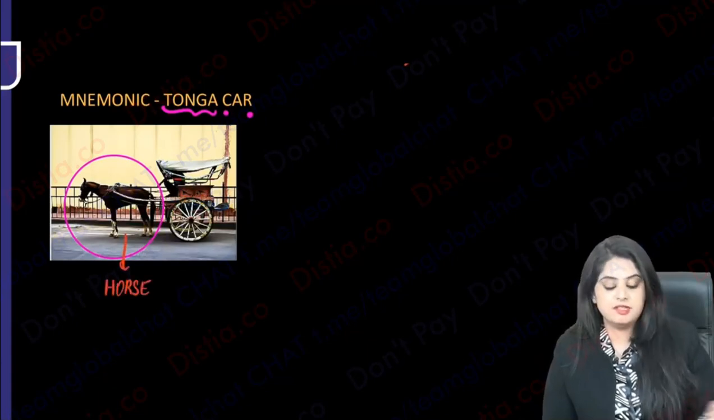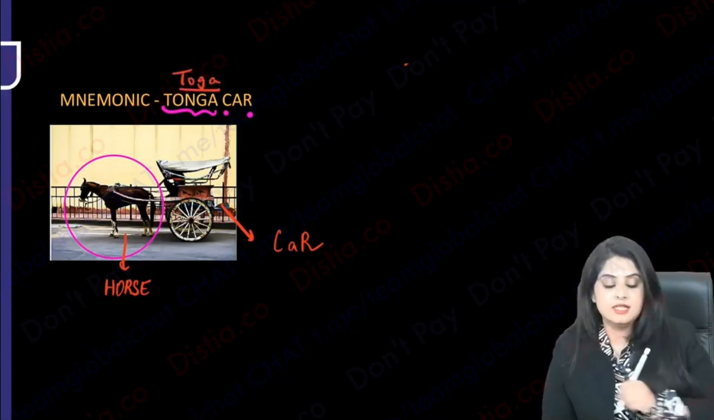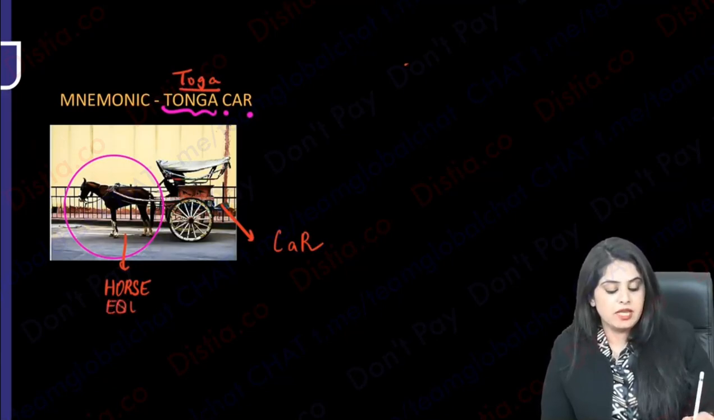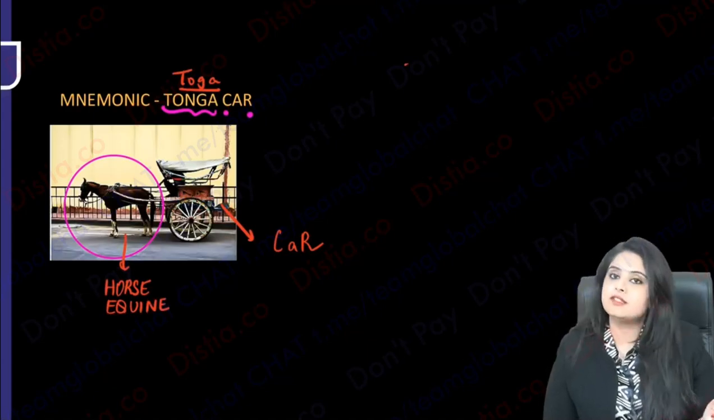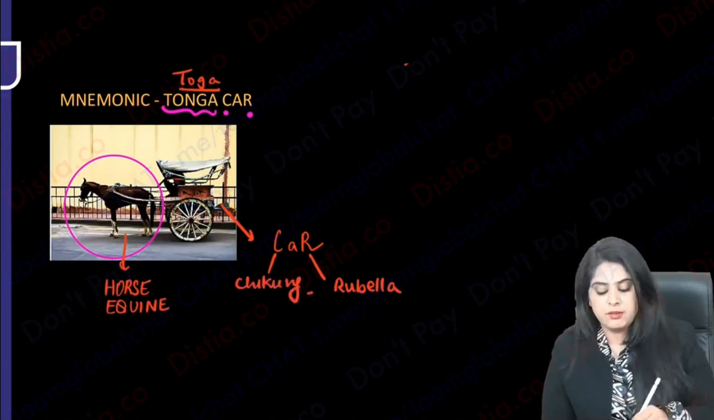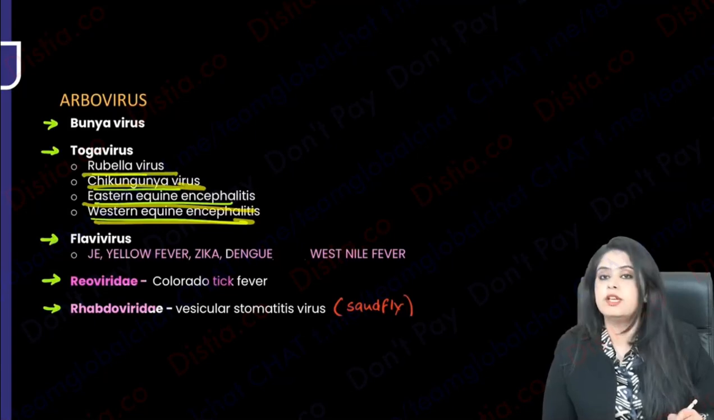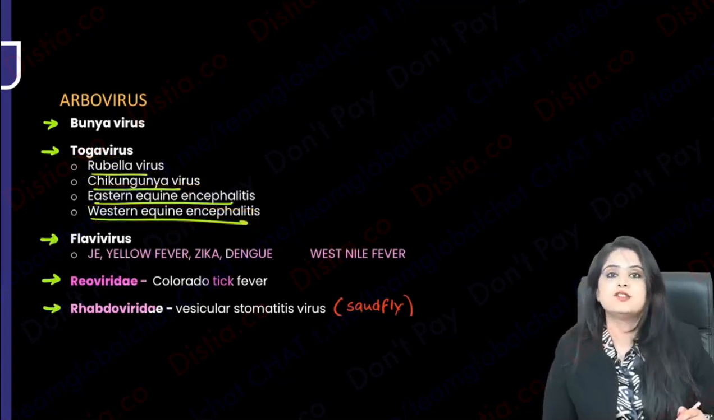That's the horse that you can see, and there's a car which is attached on the back side of it. So firstly, the Tonga car is going to remind you of the Togaviridae family, right? And the horse will remind you of all the equine diseases, like eastern equine encephalitis and western equine encephalitis. And the car will remind you of rubella and chikungunya. So coming back, we have the equine, western and eastern. Then we have the car, that is chikungunya and rubella. They come under Tonga car, that is Togavirus.